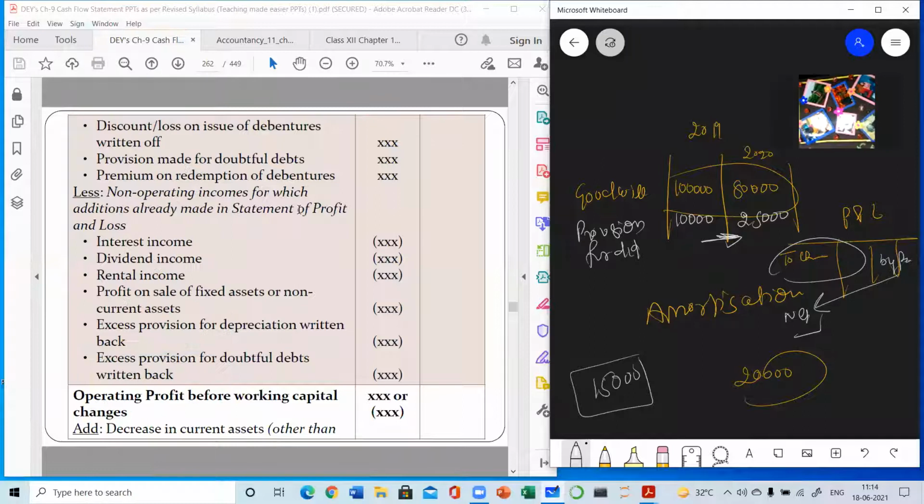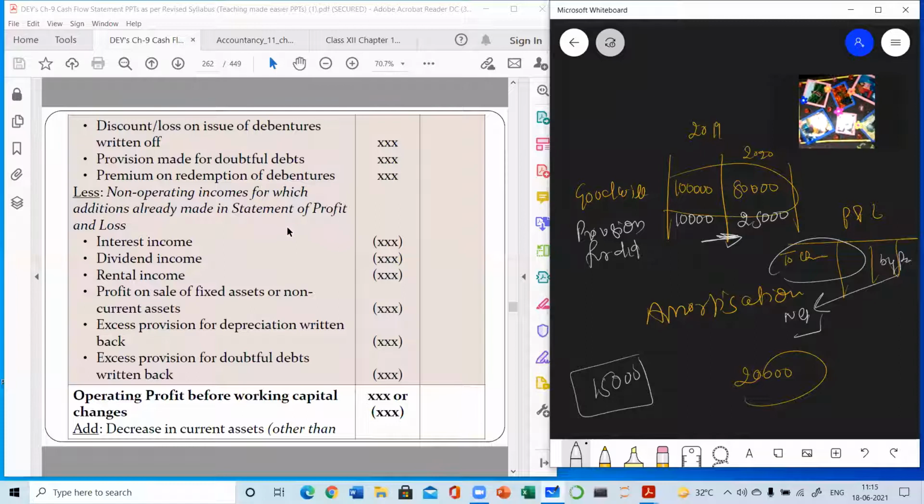Discount or loss on issue of debentures will be clearly given in the question. Then provision, and you can write: increase in provision made for doubtful debts. Then premium on redemption of debentures will also be given. So this is the complete list of the expenses which are either cash expenses, non-cash expenses, or non-operating expenses. All of these will be added.